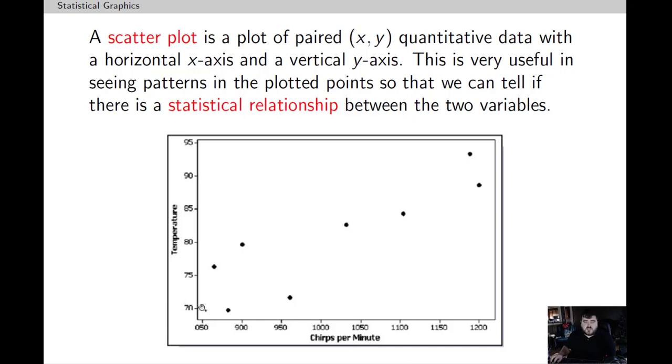Well, if you look here, do you see a trend that's happening between chirps and temperature? Well, yeah. Whenever there are a few chirps, the temperature is lower. But whenever you have a lot of chirps, like 1,200 chirps, the temperature is higher. A little bit less than 1,200, the temperature is high. So it looks like as temperature rises, cricket chirps rise. So crickets chirp more when it's warmer outside. So you're basically seeing if there's a statistical relationship between two variables.